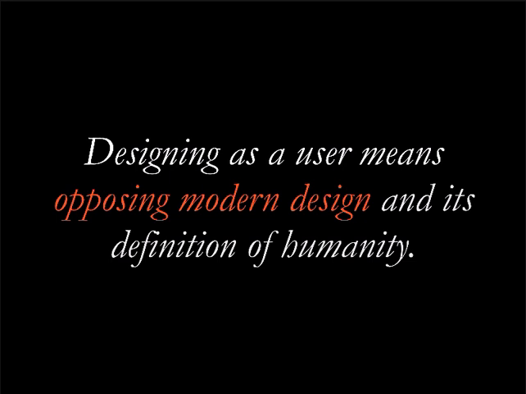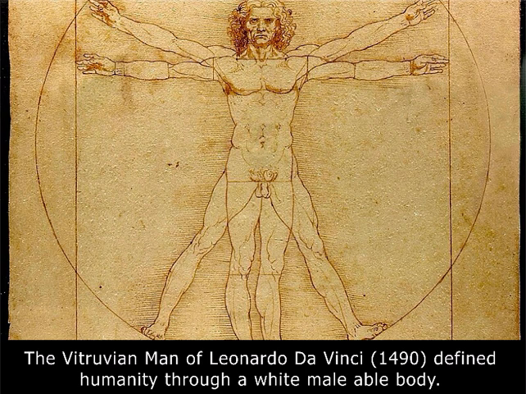We don't want to make something that looks modern because we believe that sometimes that's maybe too expensive, inaccessible, less authentic, and it doesn't have any touch with the local culture. It doesn't express the local values. So basically, designing as user means opposing modern design and its definition of humanity, which is something more substantial. If you consider what is behind every modern design, there's a view of a white male able body that has been expressed visually by many artists.